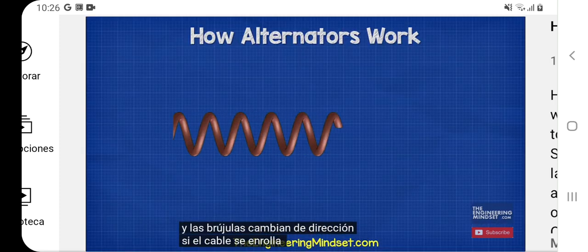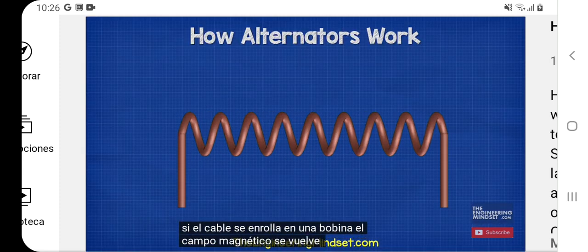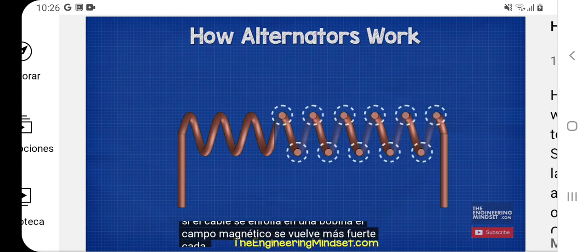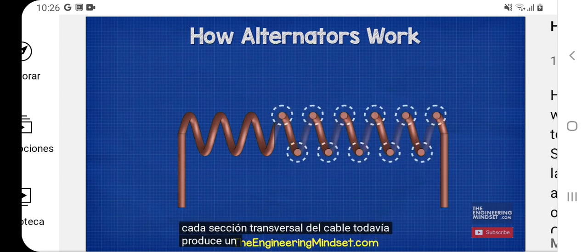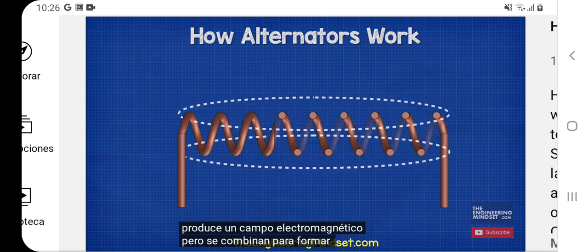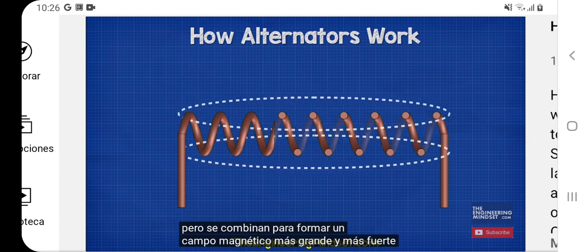If the wire is wrapped into a coil, the magnetic field becomes stronger. Each cross-section of wire still produces an electromagnetic field, but they combine together to form a larger, stronger magnetic field.